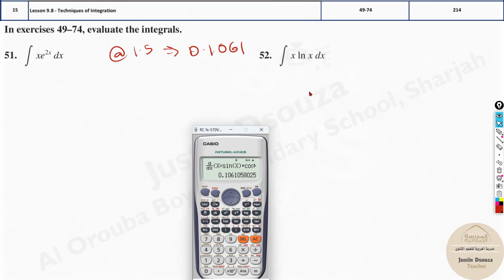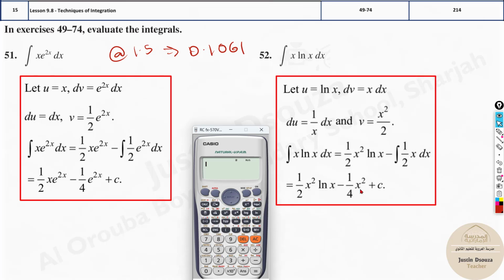Now what about natural logarithm? Here we need to look into the options. Since there is no square root, no trigonometry in this, you can directly solve it. That is, put x times natural logarithm x over here, close the bracket. Now calculate it at 1.5. Let's write the answer over here. It's 0.60819. Now you need to solve all the four options, but don't directly solve them.